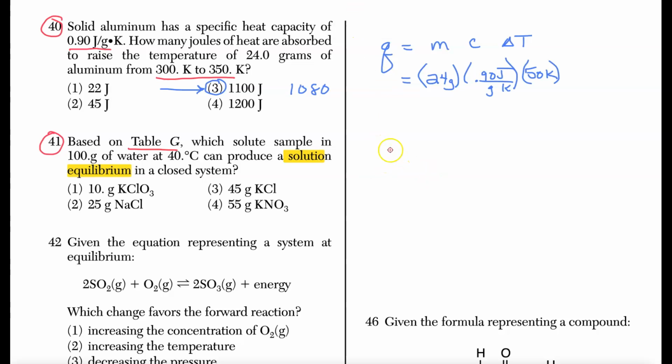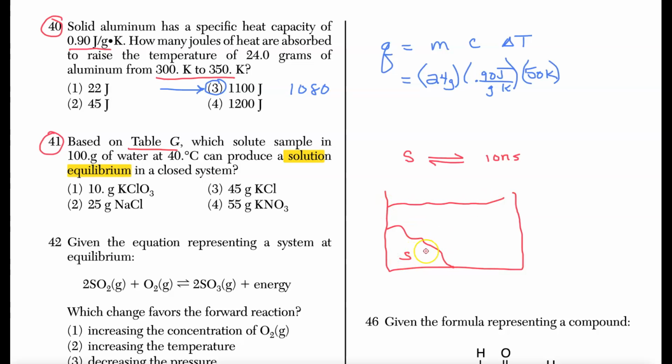But here's what solution equilibrium means. We have some solid in equilibrium, in this case, since they're all ionic, with their ions. What that means is if I have a beaker here, or a container, I'm going to have some solid. I'm going to have, of course, a solution. And the solid is going to dissolve into ions, a positive plus a negative, as fast as the ions reform the solid and make a precipitate.